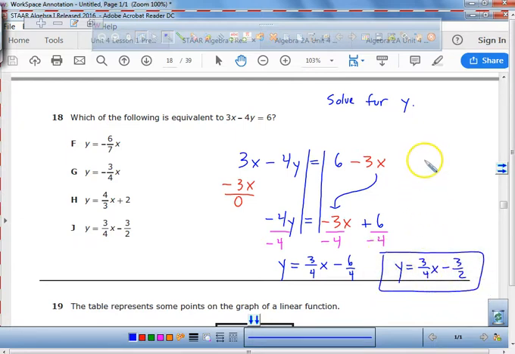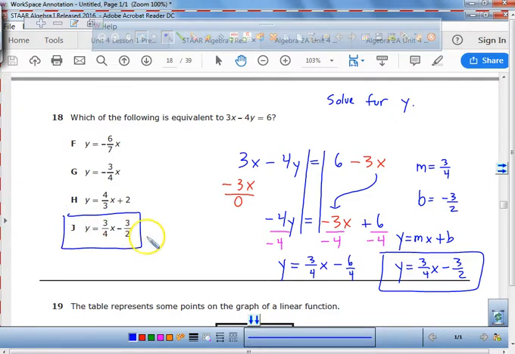Now, if it asked you for the slope, by the way, this isn't slope-intercept form, y equals mx plus b. If it said, hey, what's the slope of this line? Then the answer would be 3/4. If they said, what's the y-intercept? The y-intercept would be a negative 3 over 2. But it doesn't ask us. It just says, what's the equation? And what's the equation? Answer choice, check.